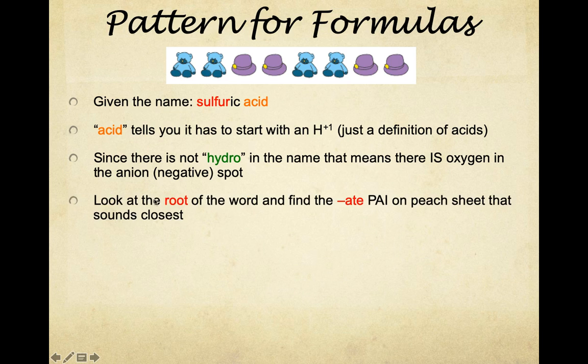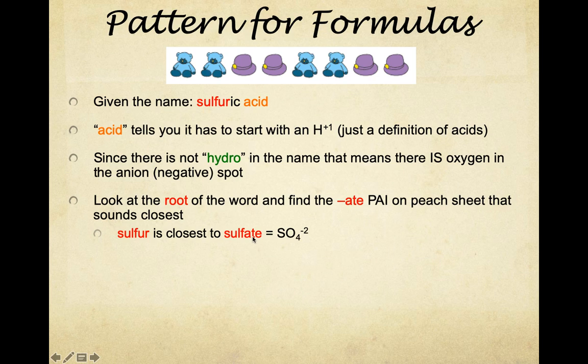So what we're going to do is we're going to find the root of the word. In this case, it'd be sulfur. And you find the polyatomic ion. And again, I know it says peach sheet. It used to be peach when I handed it out. So it's the ion guide sheet. So what polyatomic ion ends in -ate and starts with sulf? Okay, well, that would be sulfate. So sulfur is closest to sulfate because we always use the -ate ending. If you learn more chemistry, you'll learn about other endings. But for now, just know we're always using that.